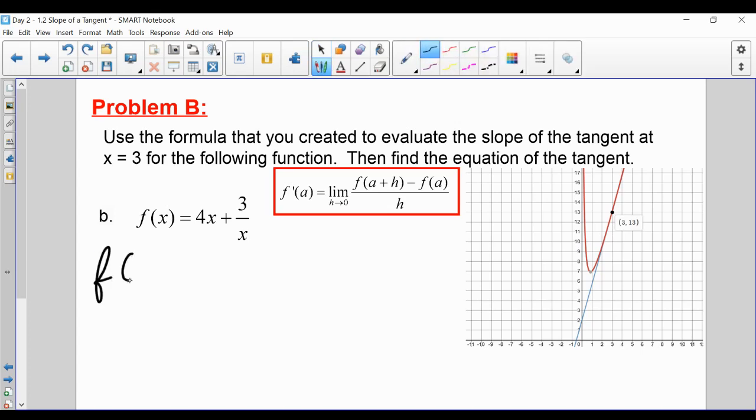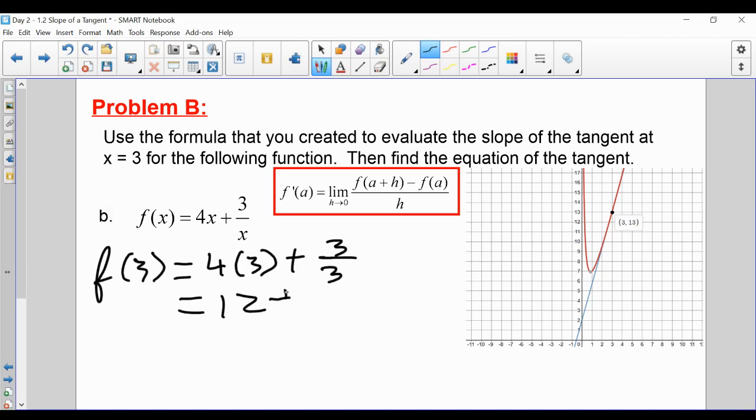The f of 3 for this function is 4 times 3 plus 3 over 3, which clearly is 12 plus 1, which is 13. So yes, the point that's on this line that we want to find the slope of the function is at (3, 13). I mean, the answer is 13.